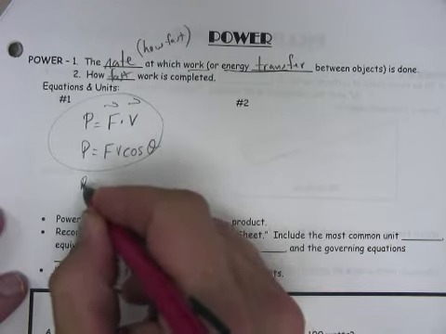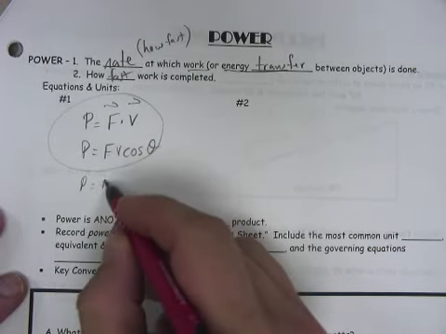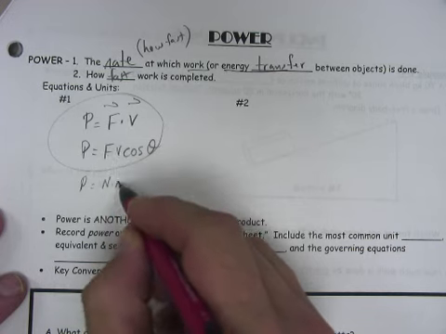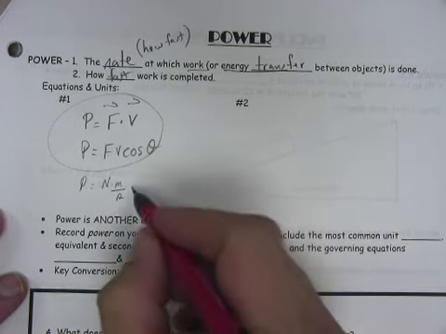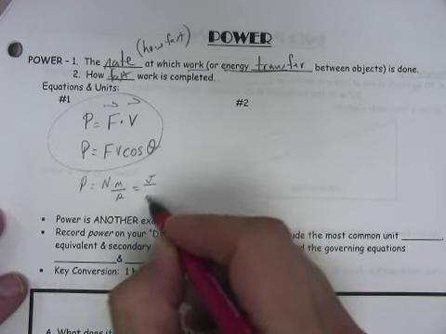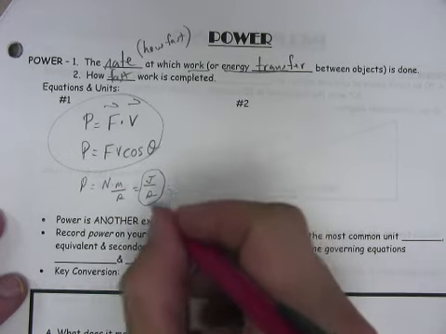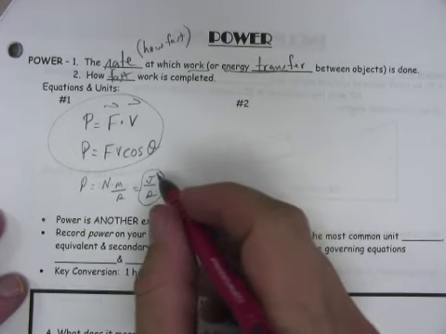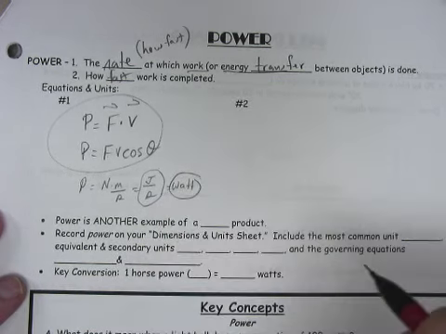Let's use this to determine the units of power. So the units of power, force is measured in newtons. V is measured in speed, so that's going to be newtons times meters over seconds. Well, we know what a newton meter is, so a newton meter is a joule per second. So we measure power in joules per second. We give that a name. Joule per second is also known as a watt.